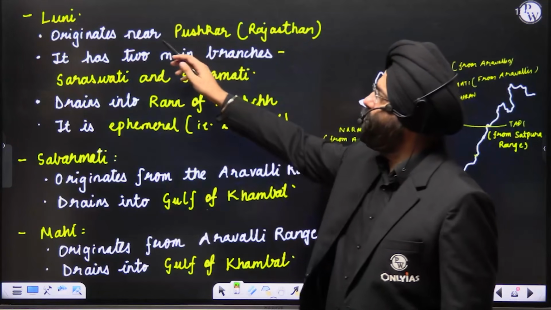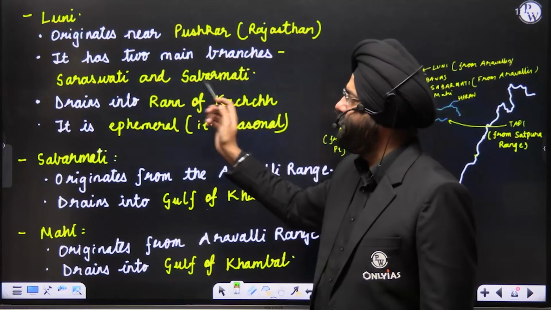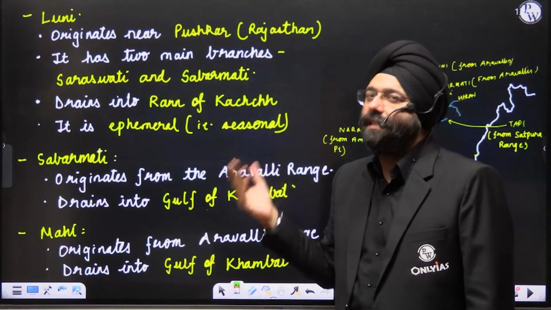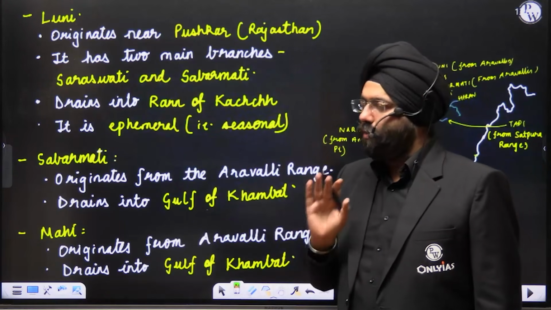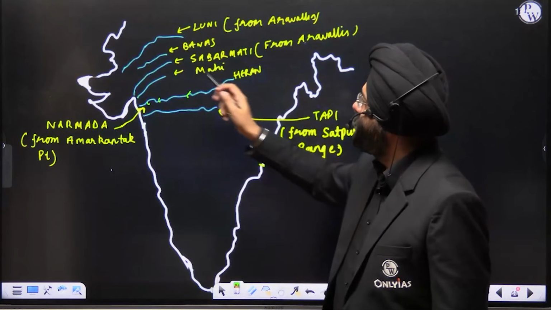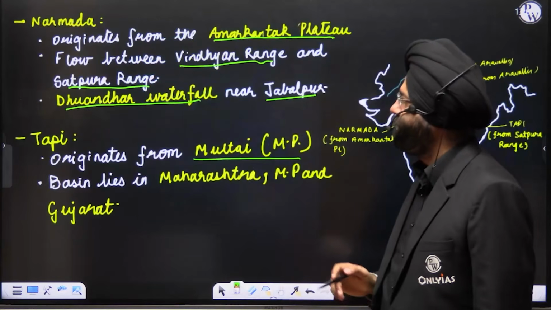Luni. Luni originates near the Pushkar, Rajasthan. It has two main branches, Saraswati and Sabarmati. Drains into the Rann of Kutch. It is ephemeral. What does it mean? That means it is seasonal, not annual. That does not mean it is flowing throughout the year. No, it is just seasonal whenever there is rainfall. So let us see Luni. This is your Luni river, right? Slowly, slowly it merges, moves here.